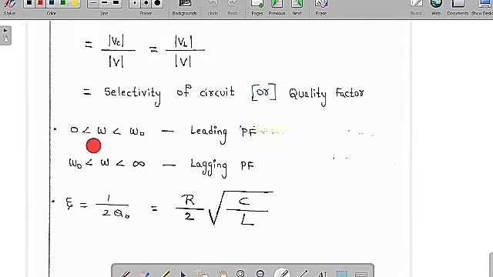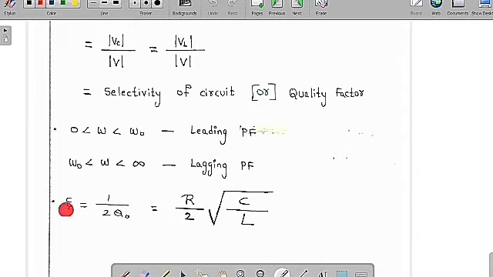See, I already told you, whenever omega lies between 0 to omega naught, here the capacitive impedance is much higher than the inductive. Because of that, the circuit is said to be a capacitive circuit or leading power factor. Whereas at omega equal to omega naught, the circuit is purely resistive, so it is also called a unity power factor circuit. But when omega is greater than omega naught, simply whenever omega lies between omega naught to infinity, the reactive part is higher than the capacitive part. Because of that, the circuit is said to be a lagging circuit or lagging power factor circuit.